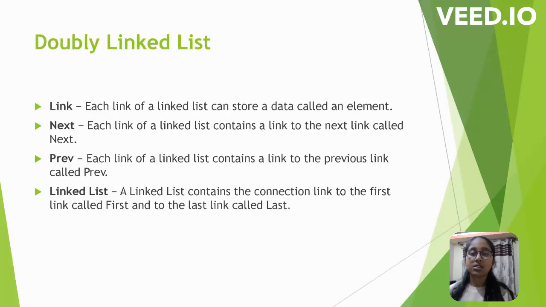A doubly linked list consists of link, next, previous, and linked list. Link: each link of the linked list can store data called an element. Next: each link of the linked list contains a link to the next link, called next. Previous: each link of the linked list contains a link to the previous link, called previous. Linked list: a linked list contains the connection link to the first link, called first, and the last link, called last.